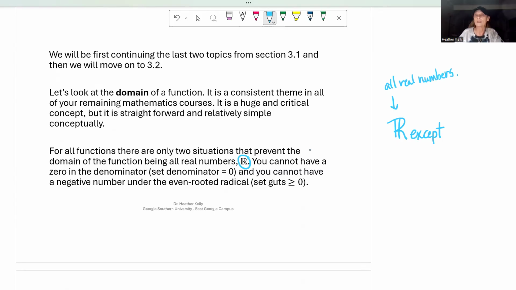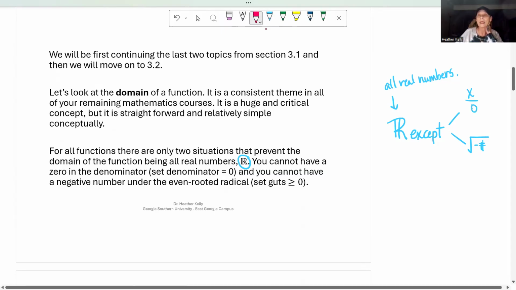So all real numbers except, and the two things that mess it up is you cannot have a zero in the denominator, and you cannot have a negative under an even root. And I just put a square root right there because that's really what you'll mostly come in contact with, but that is included to the fourth roots in any even root whatsoever, okay?